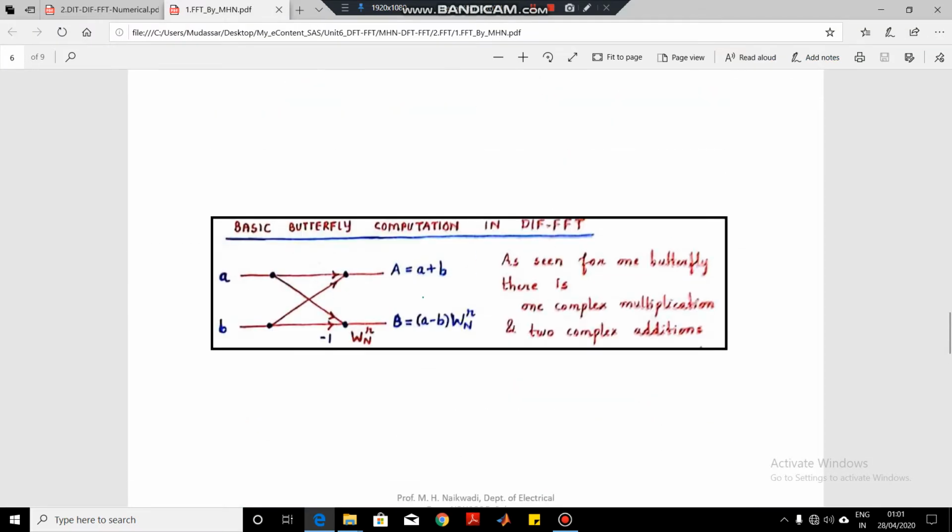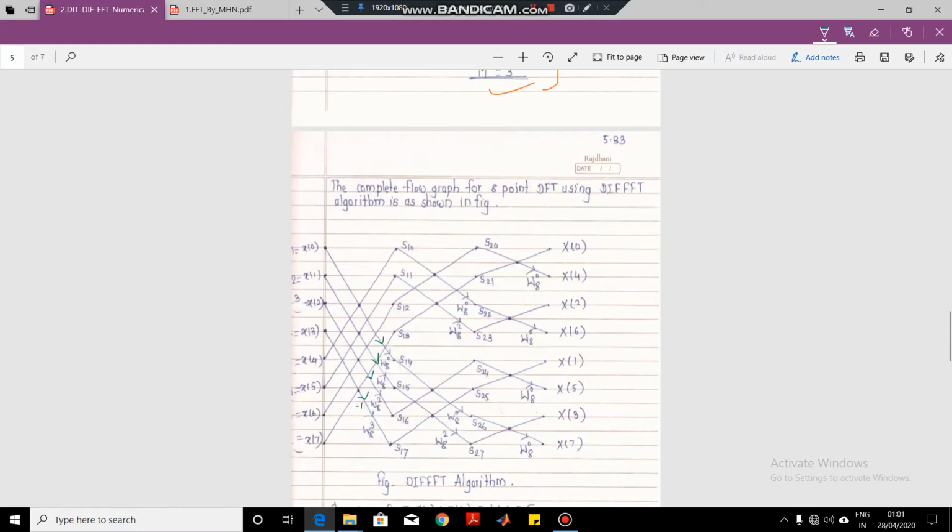In this basic butterfly structure we have a -1. See, this is the output: output A, capital A, is equal to a plus b, and capital B is equal to a minus b into W_N^r. Here also it will be the same thing. So this is my first butterfly, with this line and this line. This is my second butterfly, then third and then fourth.